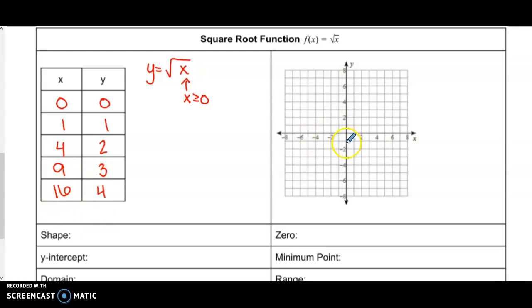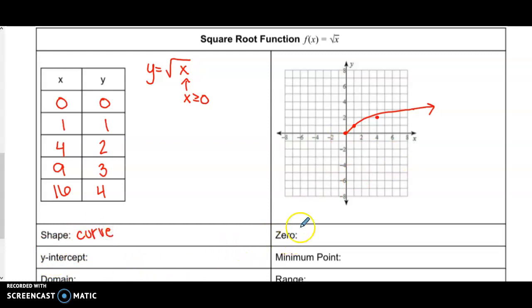All right, so when I graph these, I have 0, 0, 1, 1, 4, 2, and then 9, 3 would be out here. So notice that there's only one arrow, that it only continues to the right. So this is the very first point on the graph. That's going to be important. The shape, whatever you want to call it, I'll just say it's a curve.